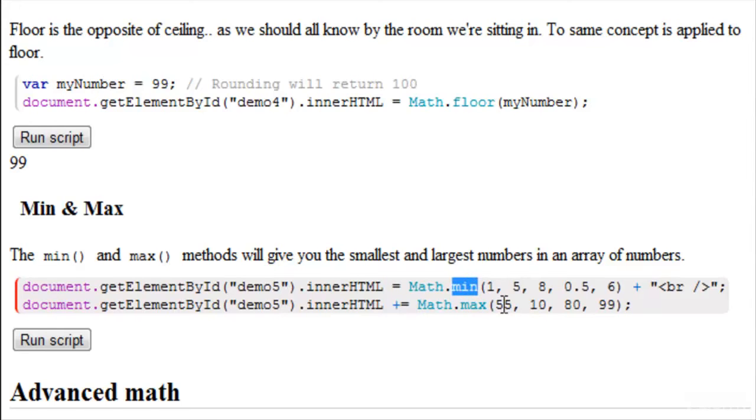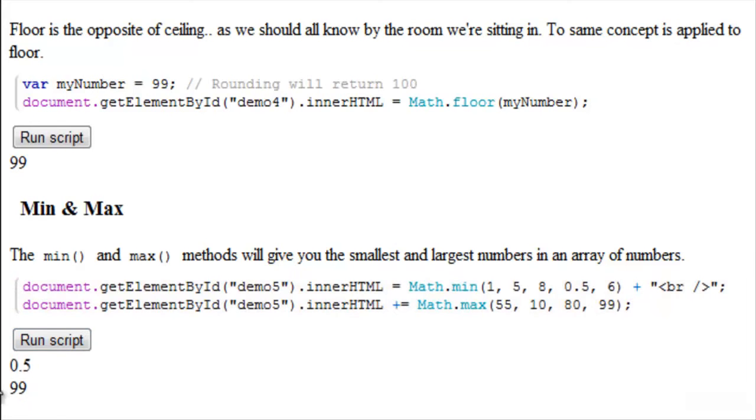So when we look at min, it's going to get the smallest number, which is 0.5, and max, which is going to get the largest number, which is 99. So let's take a look at this. 0.5 and 99 is what shows up.